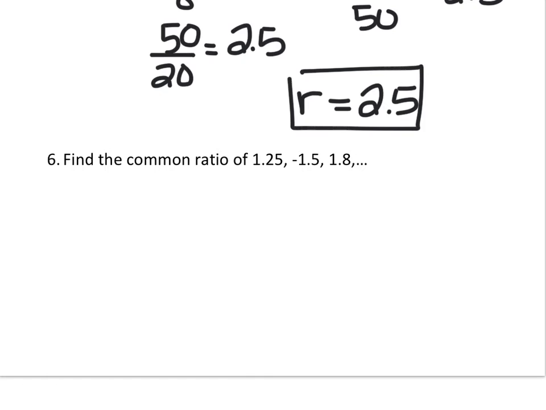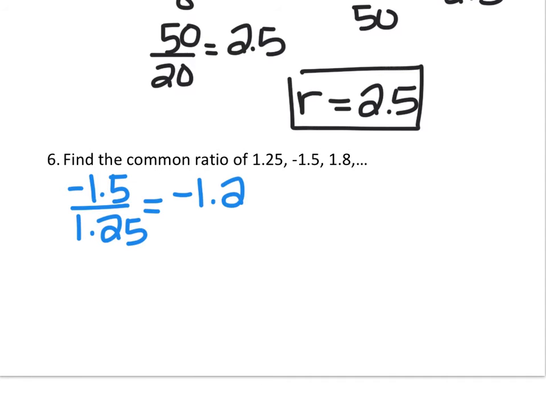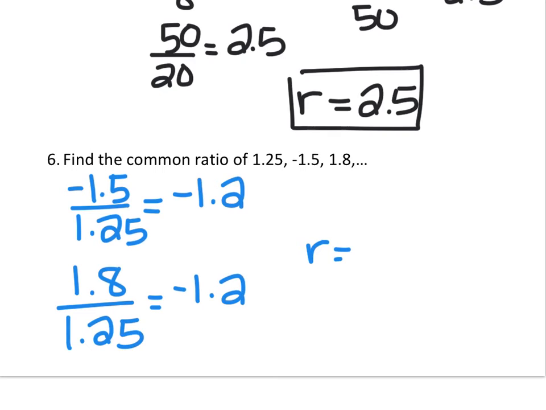Let's look at another one. Find the common ratio of 1.25, negative 1.5, and 1.8. So we'll take the second term divided by the first term. So we have negative 1.5 divided by 1.25. That gives me negative 1.2. Let's try the next set. The third term, which is 1.8, divided by negative 1.5 gives us negative 1.2. So this is a geometric sequence with a common ratio of negative 1.2.